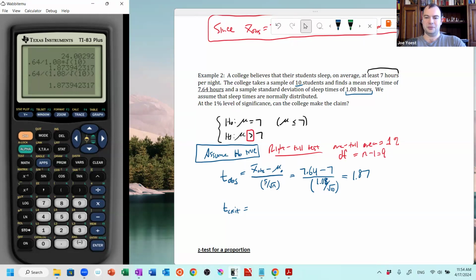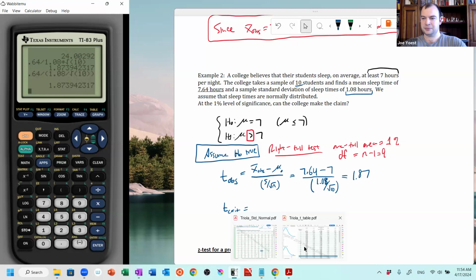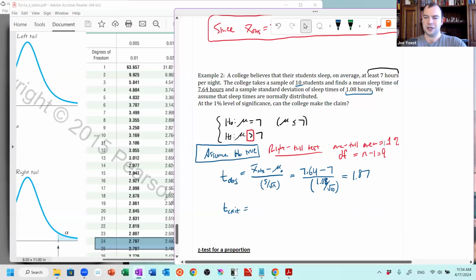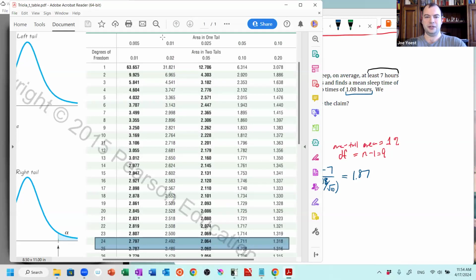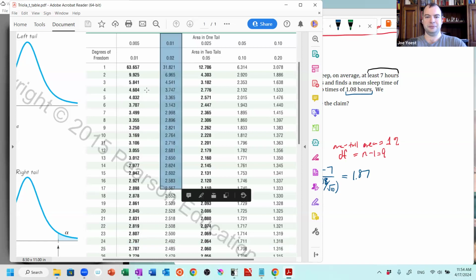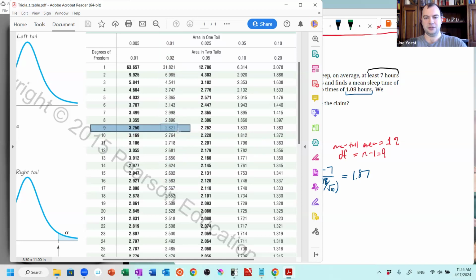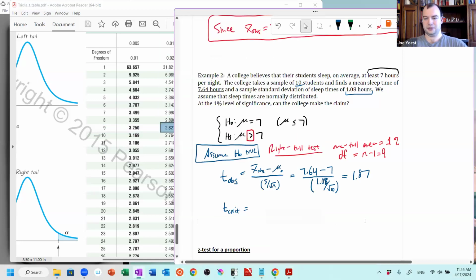So my X bar observed would be 1.87 standard errors above the null hypothesized value of mu. Is that far enough that I would say that I don't think that's just due to sampling error? Let's see. So what's T critical? Again, I pull up my T table. I'm looking for a one tail area of 1% with degrees of freedom 9. One tail area of 1%, that's this column. Degrees of freedom 9 is this row. So I'm looking for 2.821.